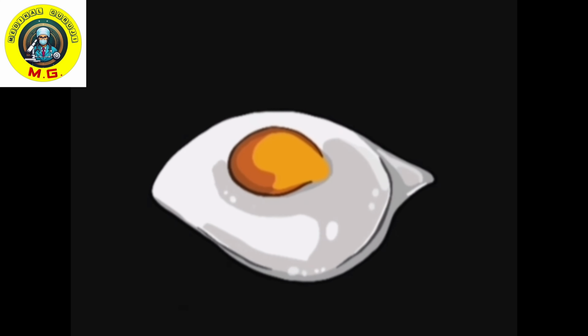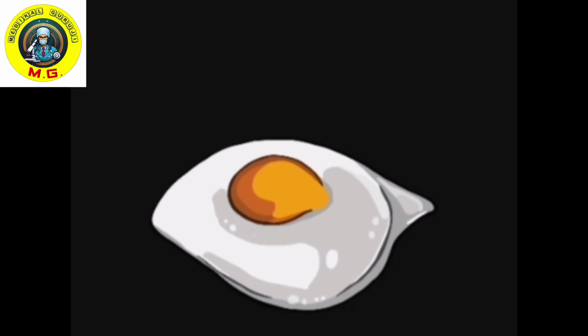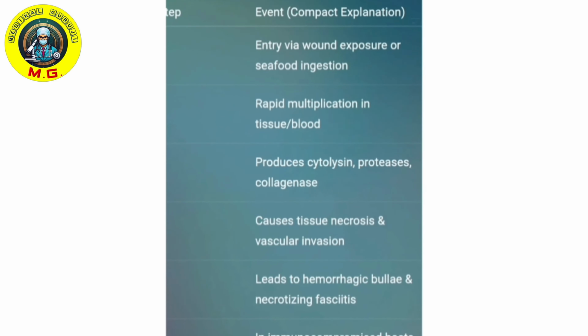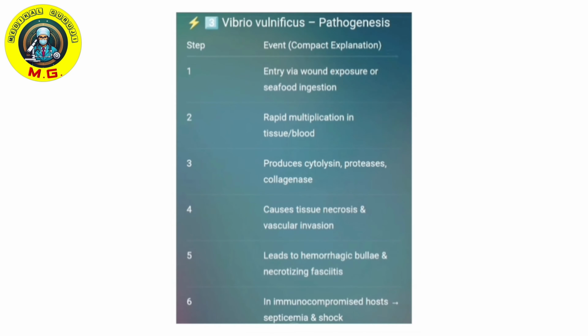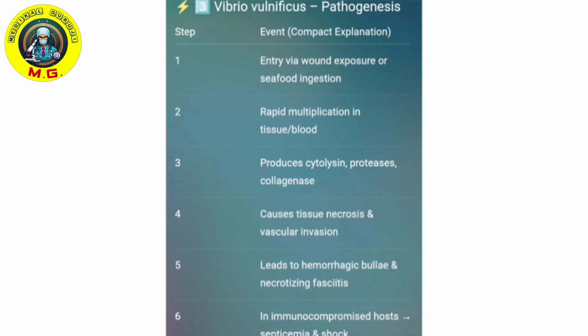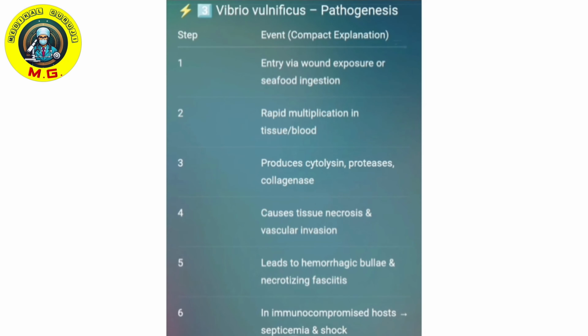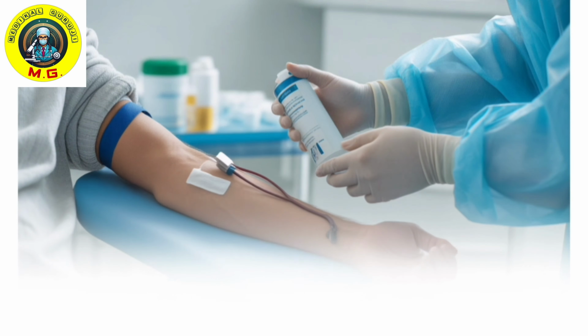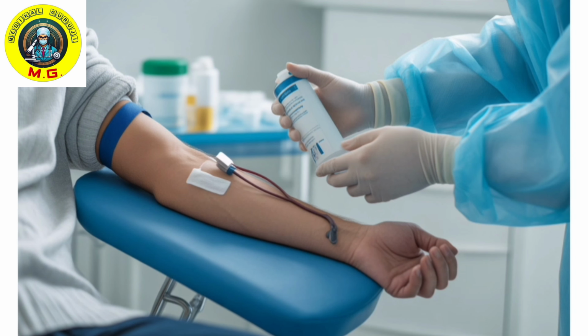The transmission mainly occurs through open wounds exposed to seawater and also by consuming raw or undercooked seafood, particularly oysters. Moving to the pathogenesis of Vibrio vulnificus, this species produces cytolysin and proteolytic enzymes that rapidly destroy tissue and invade the bloodstream. The common symptoms noticed are painful skin swelling, fever, chills, low blood pressure, and multi-organ failure in septicemia cases.